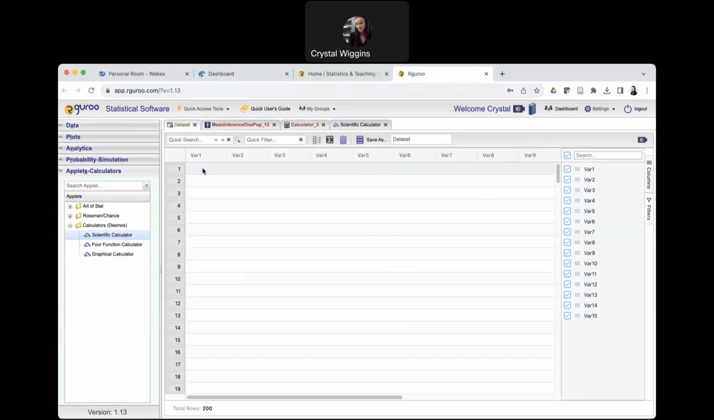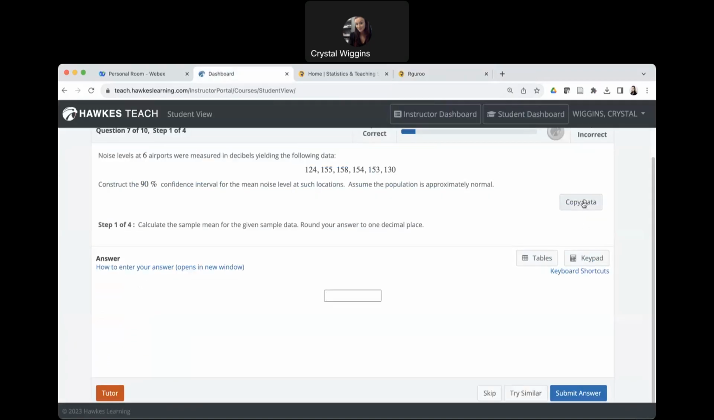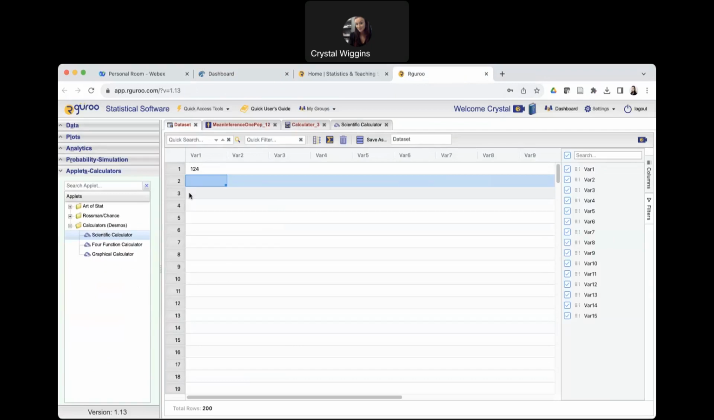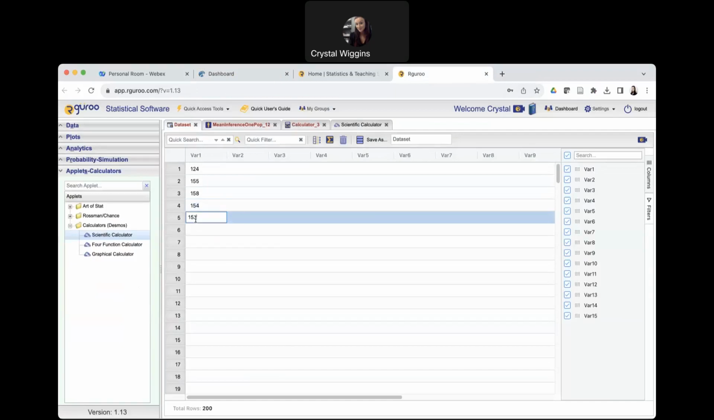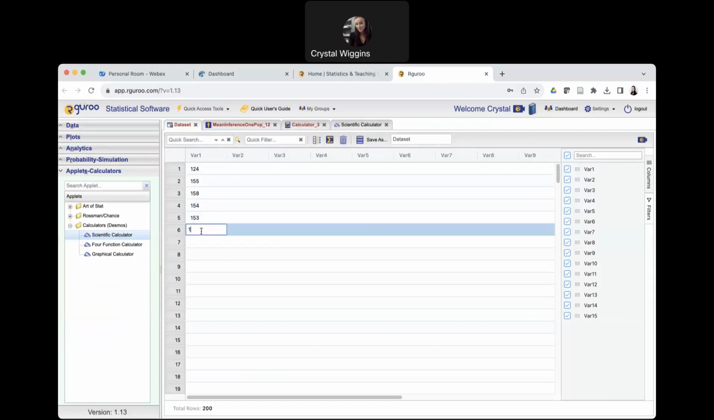All right, we only have one variable with 6 data values, so let's get those typed in. I probably could have copied and pasted the data. Is that an option? It is. I could have copied and pasted it, but I already wrote it down. I forgot I could do that. So let me just type these in. I already got started. 54, 153, and 130. All right, let's save our data set.